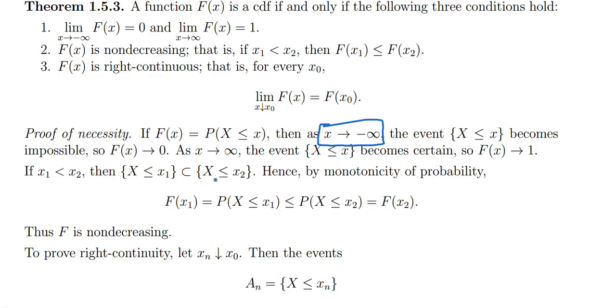Now for non-decreasing, assume x1 is less than x2, then this set is a subset of this set. We can show that because x1 is less than x2, if we take an element from here, it is less than x1, so less than x2, hence the element would be here. So hence this is a subset. Hence by monotonicity of the probability, what's the monotonicity? A subset of B implies probability of A is less than or equal to the probability of B. Thus this F is non-decreasing.